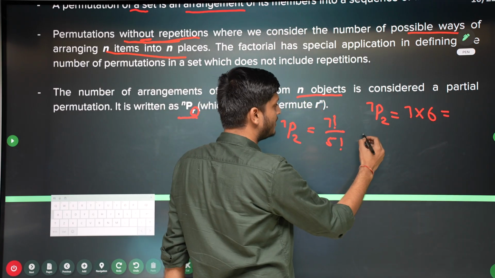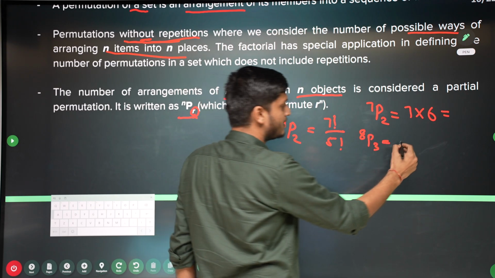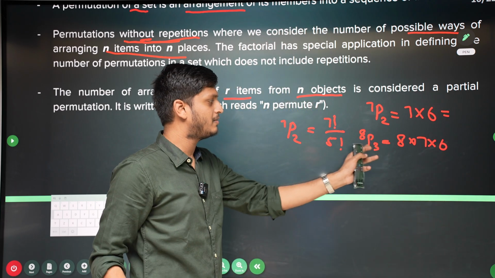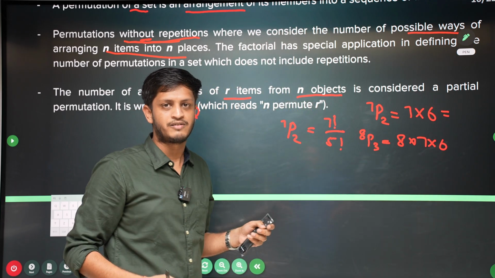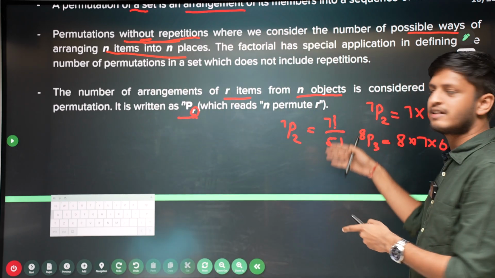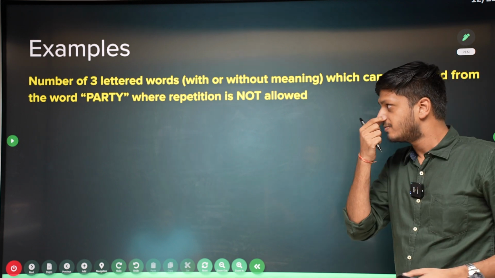Similarly, let's say you want to calculate 8P3. Permuting 8 objects in 3 places, 8 into 7 into 6. That's all. Just keep multiplying them 3 times, whatever number of places you have. That will be quicker. This is actually the same thing as the formula, but this will be quicker. Cool. Now let's try to see some problems.